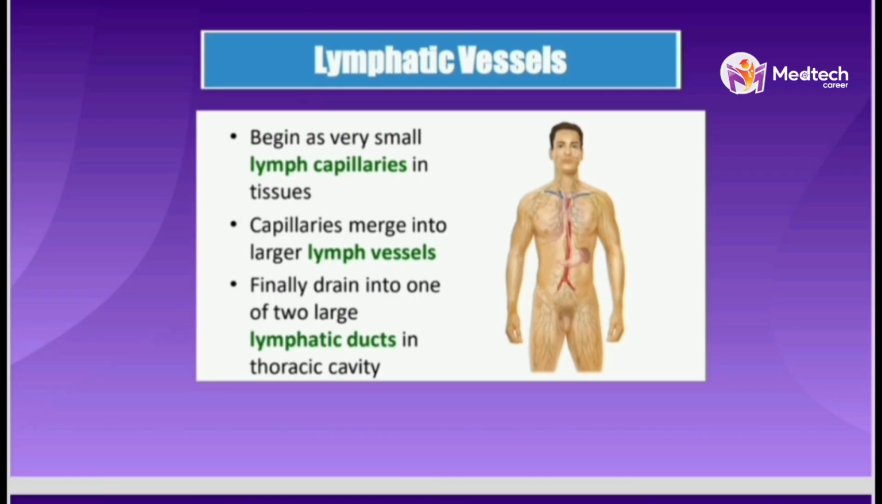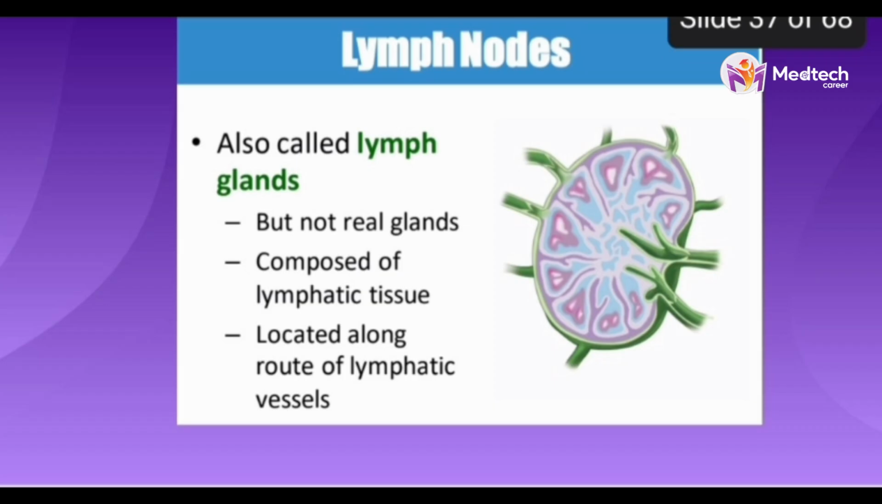Now let's see about lymphatic vessels. It begins as very small lymph capillaries in the tissues. The capillaries merge into larger ones, which are called lymph vessels. Finally they drain into one of two large lymphatic ducts in the thoracic cavity. So this is called the lymphatic vessels. Now lymph nodes. They are also called lymph glands, but they are not real glands. They are composed of lymphatic tissues. They are located along the route of lymphatic vessels.